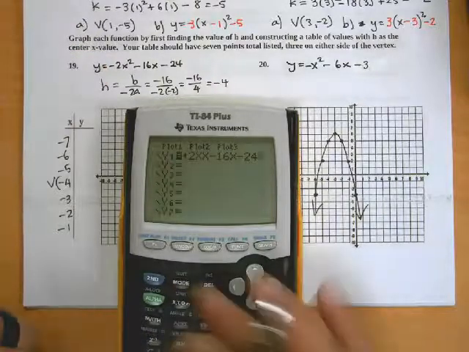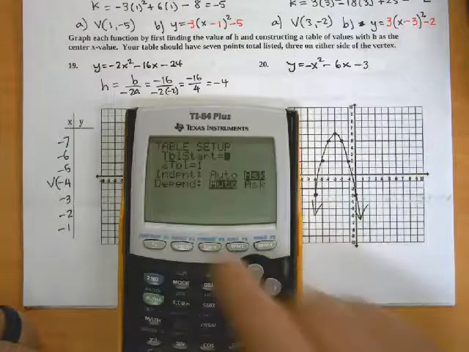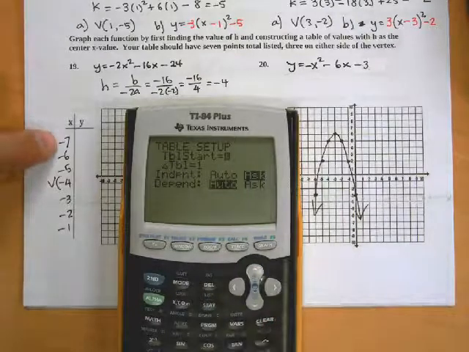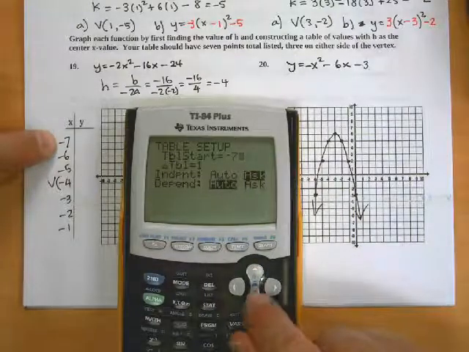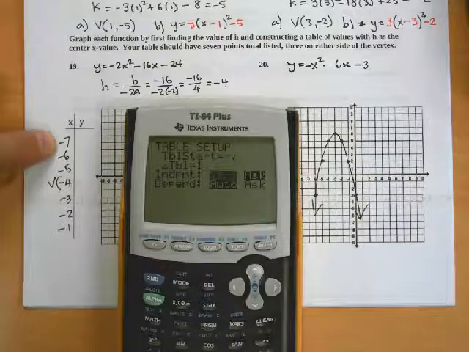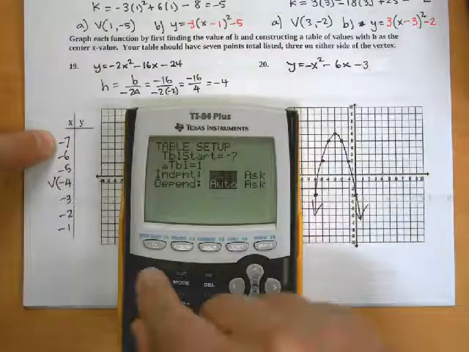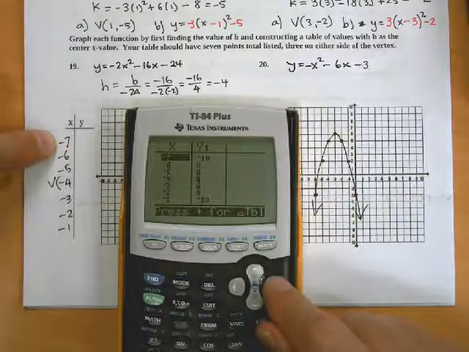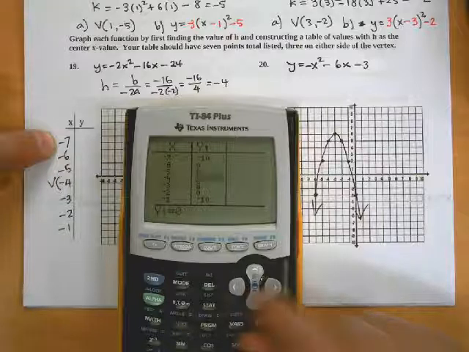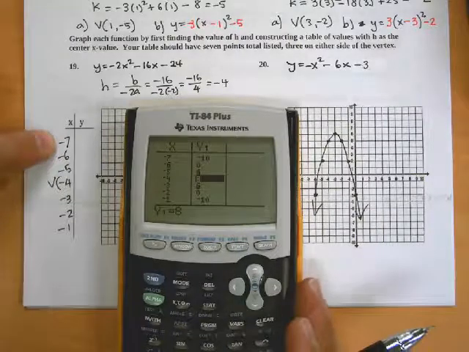And then once you've done that, you go second table settings. Your table start value is at the top of the table, and you want to be in automatic mode. Then go second table, and usually you want to come over here and go 3 or 4 down to the center there and see if you got symmetry.